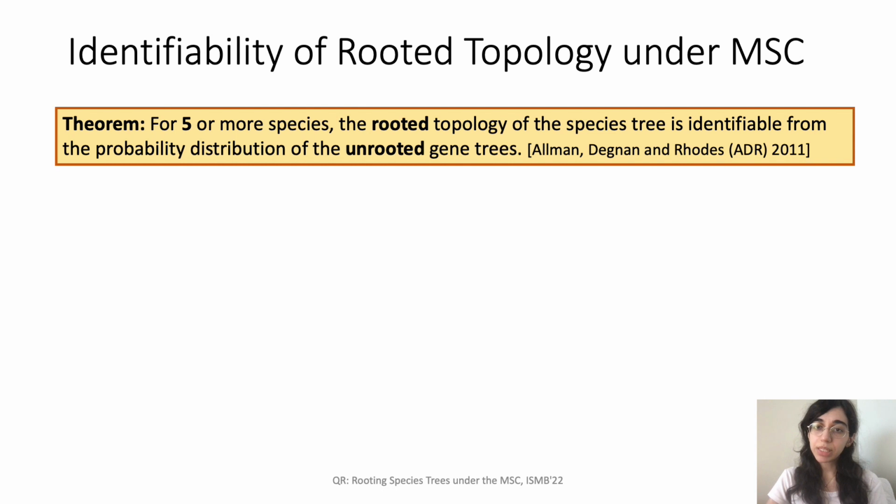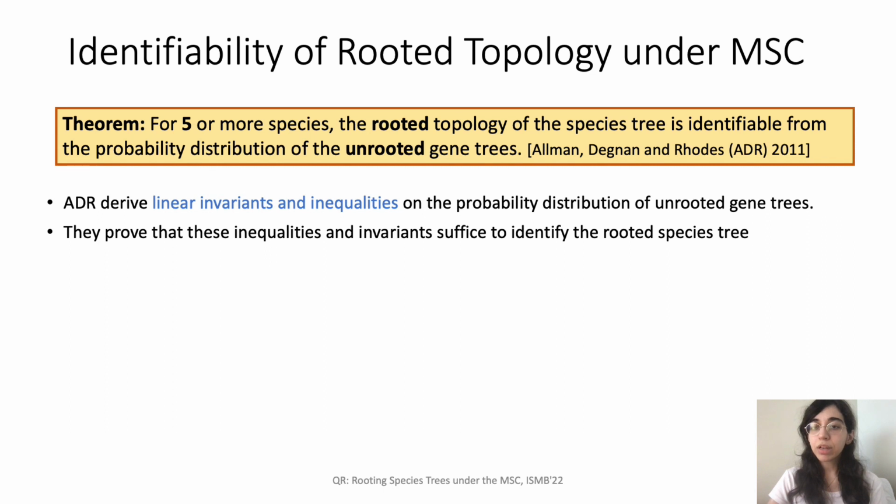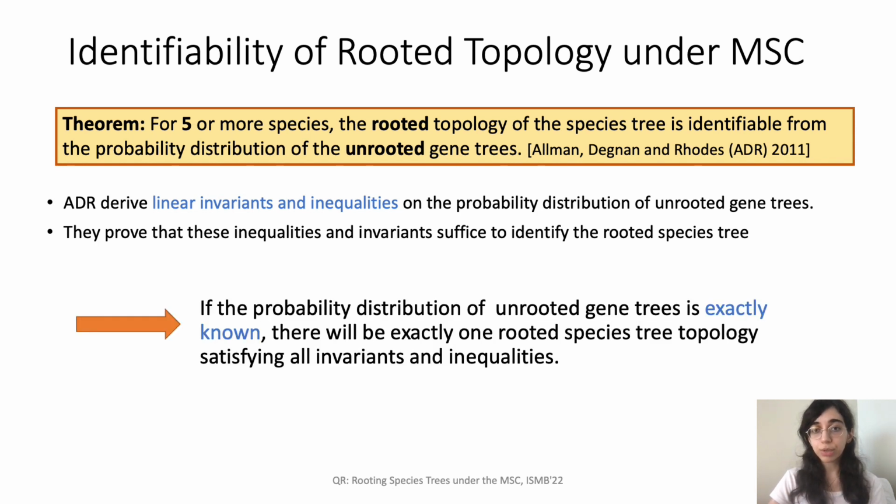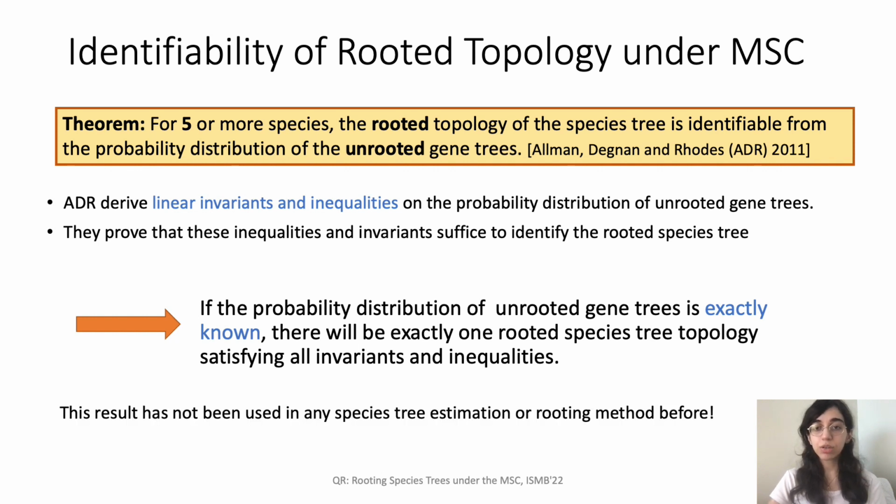There is another theorem in the same paper by ADR that shows that for 5 or more species, the rooted topology of the species tree is also identifiable from the probability distribution of the unrooted gene trees. ADR derived a set of linear invariants and inequalities on the probability distribution of unrooted gene trees, and they proved that these inequalities and invariants are sufficient to identify the rooted species tree topology. And this means that if the probability distribution of the unrooted gene trees is known exactly, there will be just one rooted species tree topology that satisfies all of these invariants and inequalities. And interestingly, this result has not been used in any species tree estimation or rooting method before.